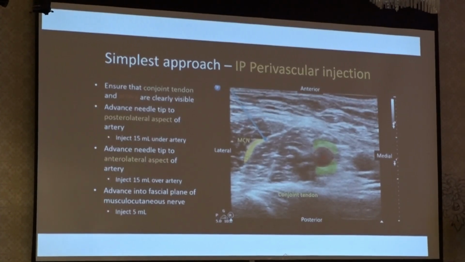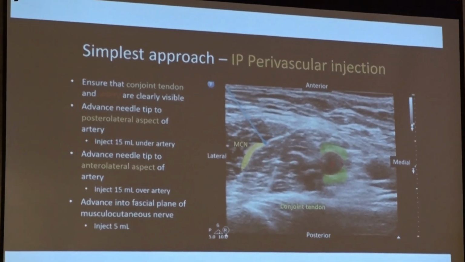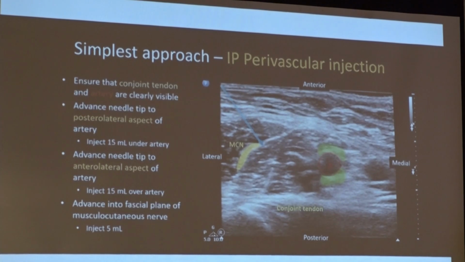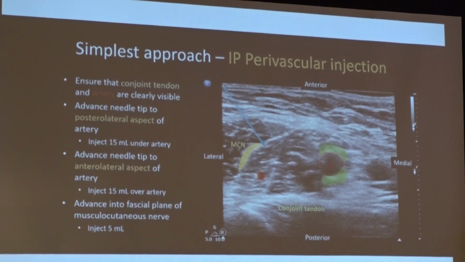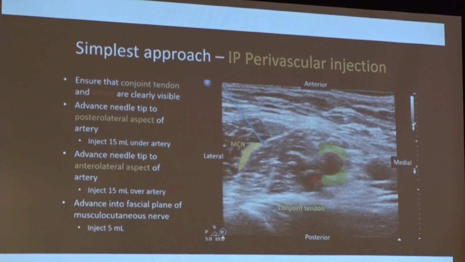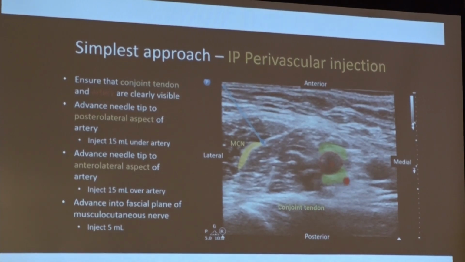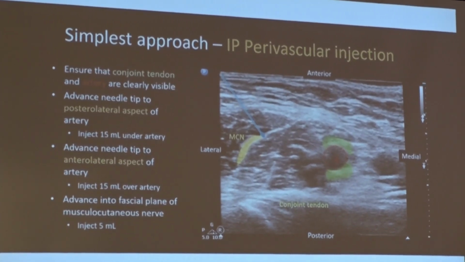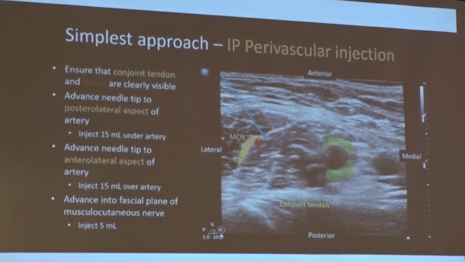So the simplest approach is an in-plane perivascular injection technique. You must ensure that the conjoint tendon is visible here. Advance the needle to the posterior aspect of the artery, followed by the anterior aspect. After that, you proceed with the injection around the fascia of the musculocutaneous nerve, around 5 mL.